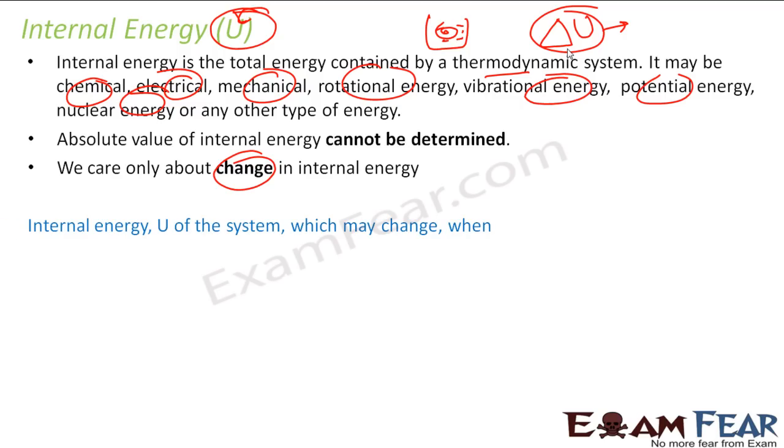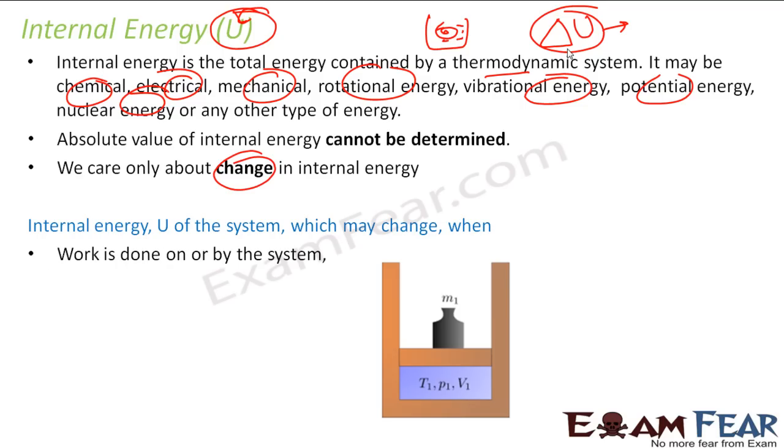So how can we see a change in internal energy of the system? We can see internal energy change when work is done on a system. For example, I have this pressure, volume, temperature, gas here. You put some mass, you put some more mass. There's work done on this, right? With this, there will be some change in internal energy of this system, and we can derive that. We can find.